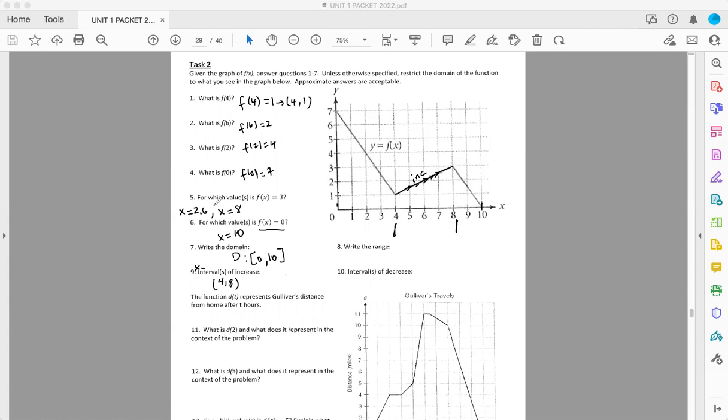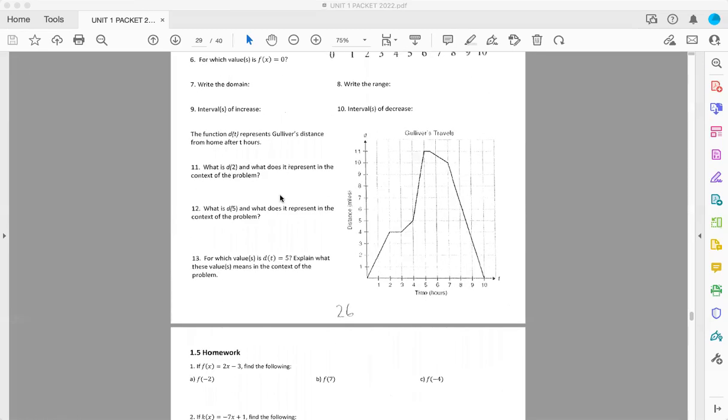Now, it says the function d of t represents, so we have a new question now. If you have questions on this, please write them down right on the side, and next time I'm in class, I'll help you with it. But for now, hopefully you're taking notes, you're completing the work. And for number 11, 12, and 13, the question says for 11, the function d of t represents Gulliver's distance from home after t hours.